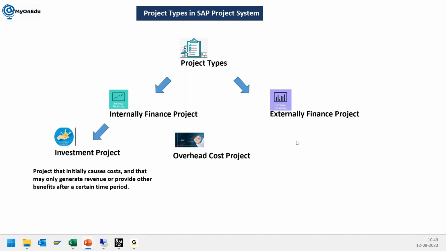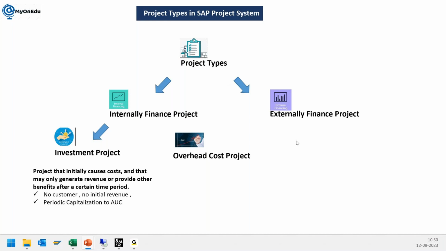Investment projects, by definition, are internally financed projects, and they generate revenue directly or indirectly and are treated as an asset to the company. The outcome of an investment project is always a capitalization, so all the costs will be settled to the assets. What are the attributes here? In an investment project, we have no customer involvement because we are not doing it for a customer. We are executing it for ourselves. We don't have revenue because it's not funded by a customer.